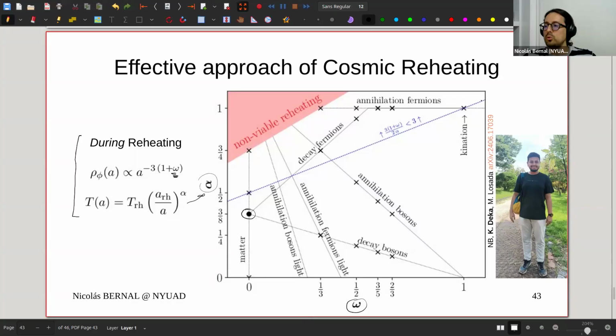But there are other models, for instance, kination. You can imagine an era of kination, and in that case, omega and alpha are equal to 1. But then you can also imagine inflatons decaying or annihilating into fermions or into scalars that are not oscillating during reheating at the bottom of the quadratic potential, but in a quartic potential, or powers 5, 6, 8, and therefore you can explore different values of the equation of state and different values of alpha.